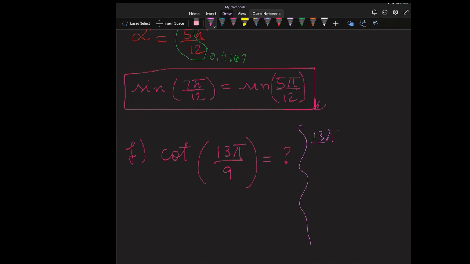So 13 pi over 9, we're going to multiply by 180 degrees divided by pi. So we cancel the pi's. Definitely I can divide 180 by 9, and that's 20. So 13 times 20 is 260. So 260 degrees is the same as 13 pi over 9. So why do I need that? Not because I need to show that computation, but at least in my head I need to know where is the terminal side.